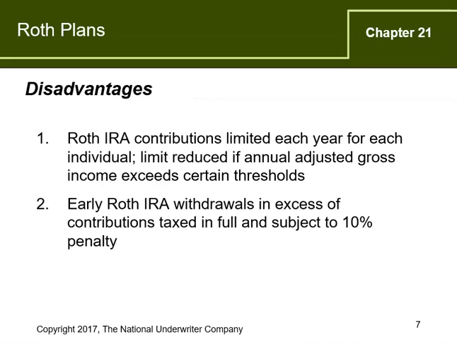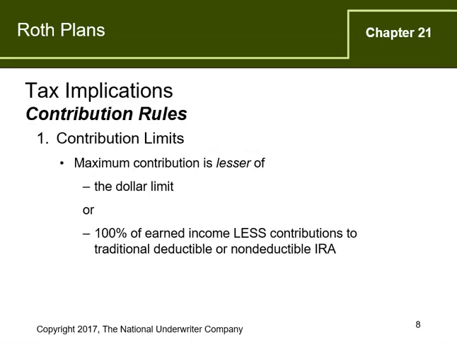Disadvantages: they're limited each year for each individual. It's reduced if the annual adjusted gross income exceeds certain thresholds. And early Roth IRA distributions, withdrawals, are taxed in full and subject to a 10% penalty.